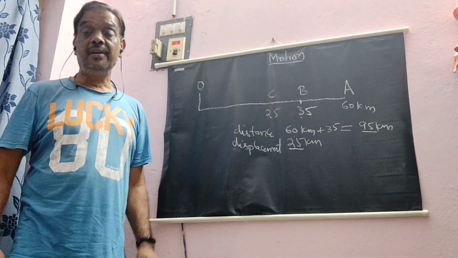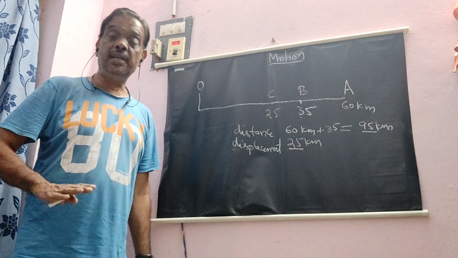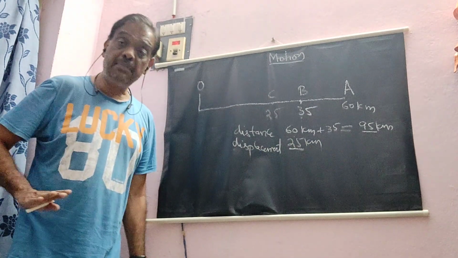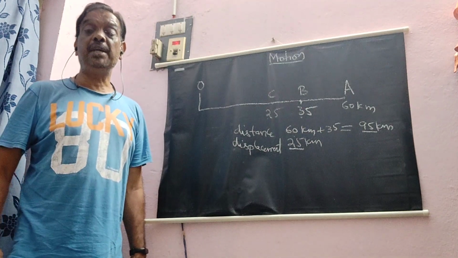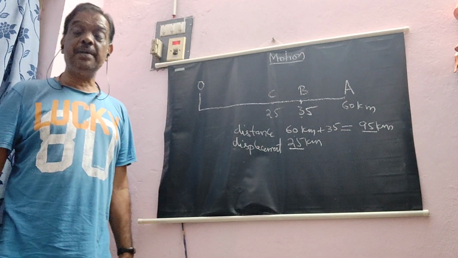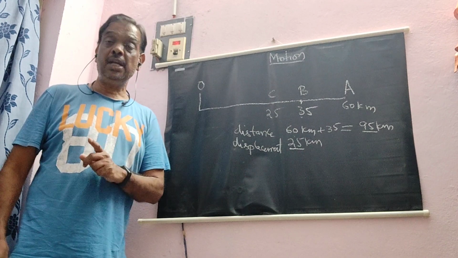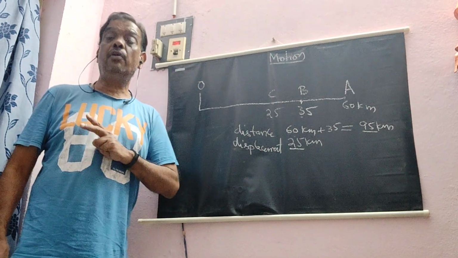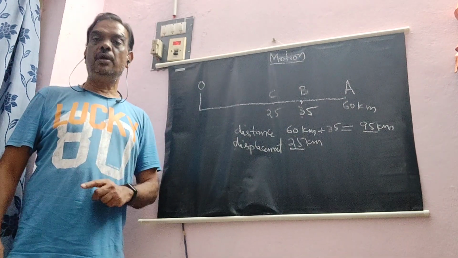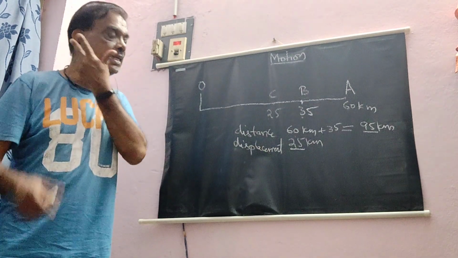But for displacement, of a moving object, displacement can be negative. Displacement can be positive. Displacement can be zero. How is displacement positive? How is displacement negative? And how can displacement be zero? Distance cannot be zero, cannot be negative; for a moving object it is always positive. Displacement can be zero, negative, or positive for a moving object. How is that? Let us try to understand.